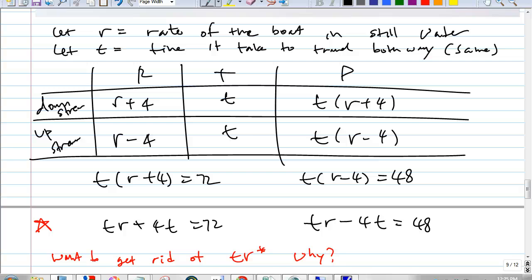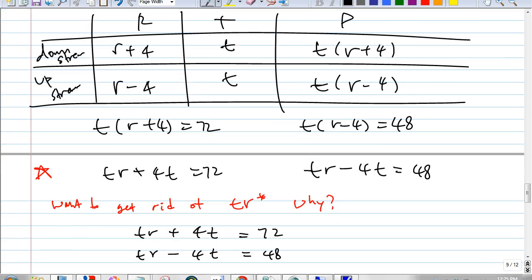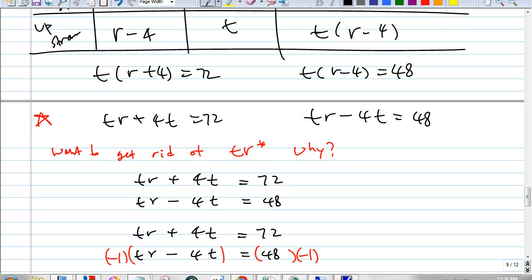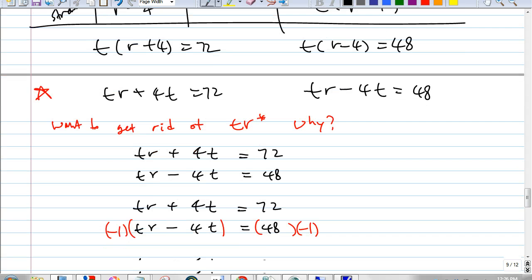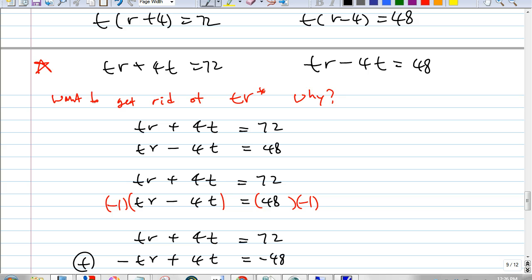That's right. If I get rid of the 4t, I would end up getting one equation with how many variables? 2. Does that help you solve for the variable? No, it does not. So guess what? We have to get rid of the tr. How do I get rid of tr? Can I do that right now? No, multiply the second one by -1. Okay? So when you do, don't you get tr plus 4t equals 72 and then negative tr plus 4t equals negative 48?